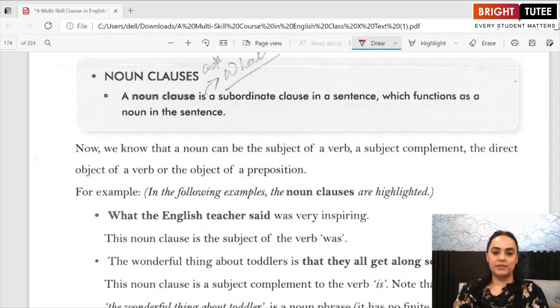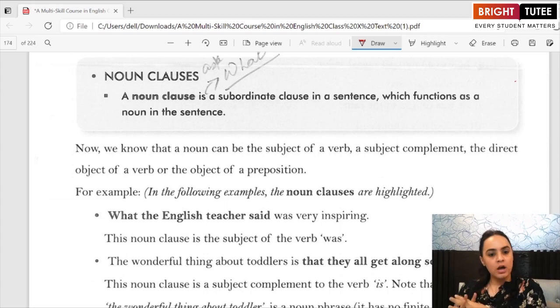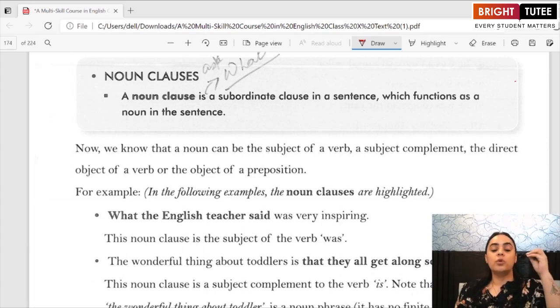In this class, we are going to start with the subdivisions of our clauses as per the class 10th Nagaland Board main course skill book. So, in this video we are going to learn about what is a noun clause, how is it used, and we'll also look into the exercises which are given in your chapter related to this topic.